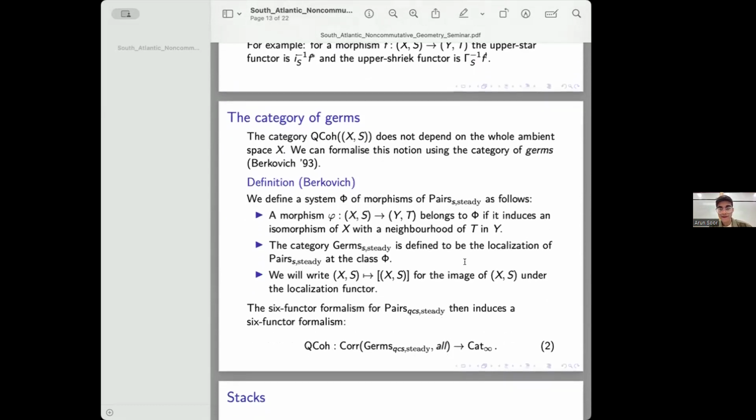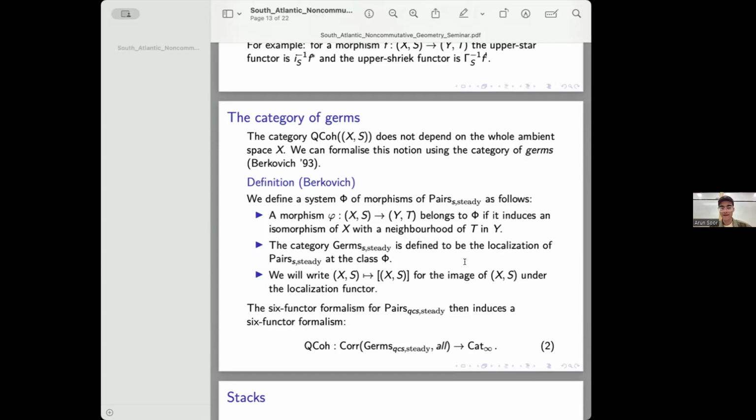So this category of pairs is useful, but there's some redundancy, because the category QCoh(X, S) of quasi-coherent sheaves with support along S does not depend on the whole ambient space X. It only really depends on an open neighborhood of S. This notion we can formalize using the category of germs, a notion introduced by Berkovich in his paper about étale cohomology. So we'll just borrow this into our setting.